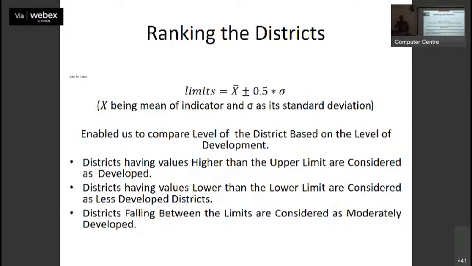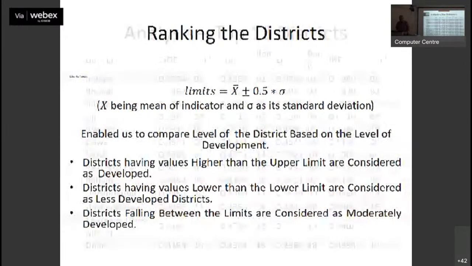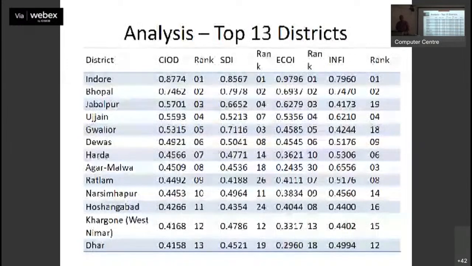Sigma plus x bar plus minus 0.5 standard deviation, then that will be less developed district, और दोनों के बीच में है तो moderate district आएंगे. And on the basis of that, I have created a rank. So composite index, then the rank as per the composite index, rank as per the social development index, rank as per the economic development index, and rank as per the infrastructure development index.